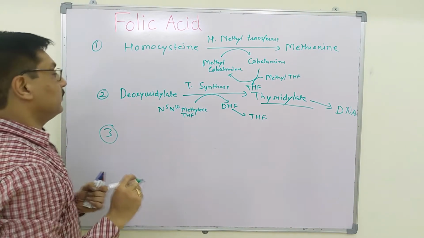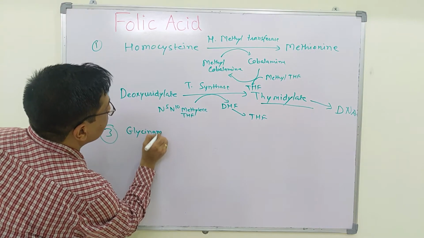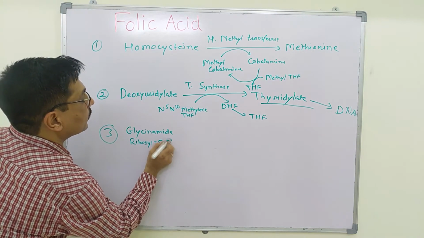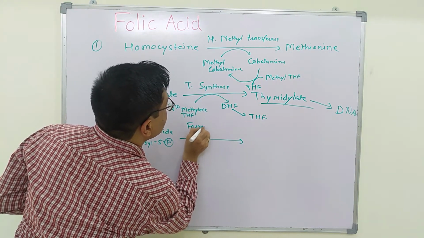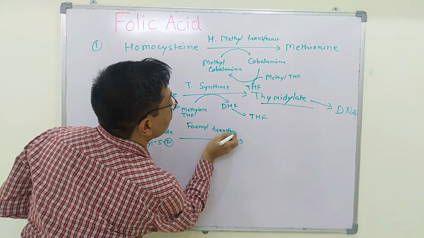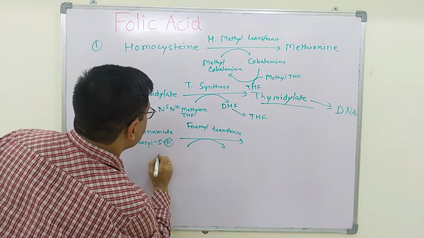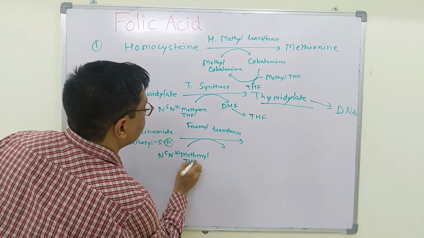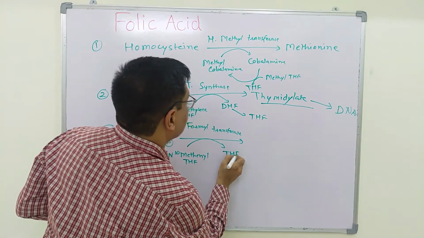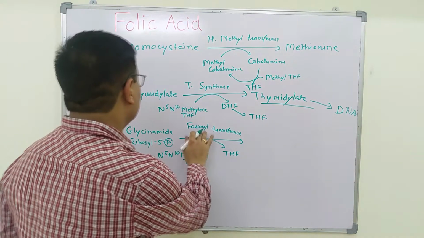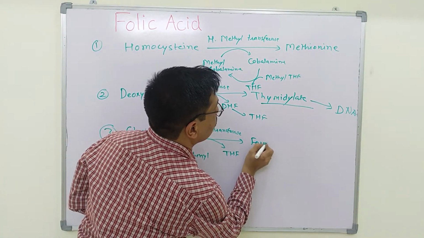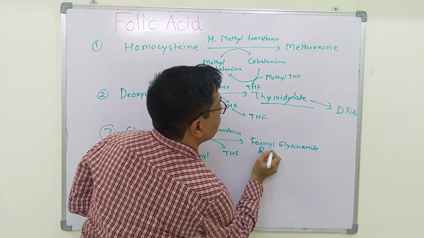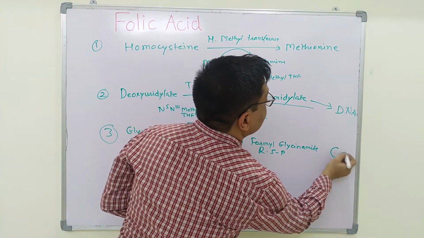Then in purine synthesis, glycinamide ribosyl 5-phosphate in presence of formyl transferase, one carbon donor is N5N10 methenyl tetrahydrofolate, which is converted into tetrahydrofolate, and the glycinamide ribosyl 5-phosphate is converted into formyl glycinamide ribosyl 5-phosphate. This contributes for C8 of purine.